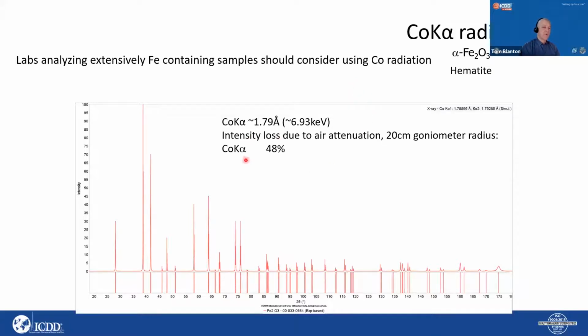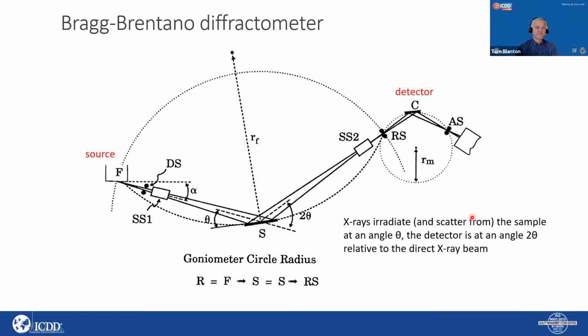There is a little more air attenuation loss than copper, 33% versus 48%, but it is a nice radiation to use, particularly if you have a lot of iron. And this is an example of an alpha iron oxide pattern. So just something to think about depending upon your sample type.